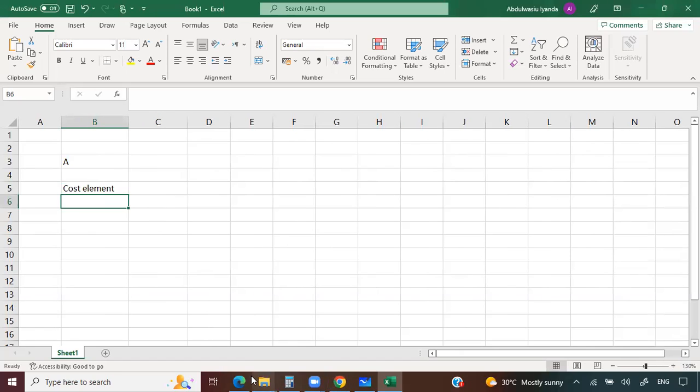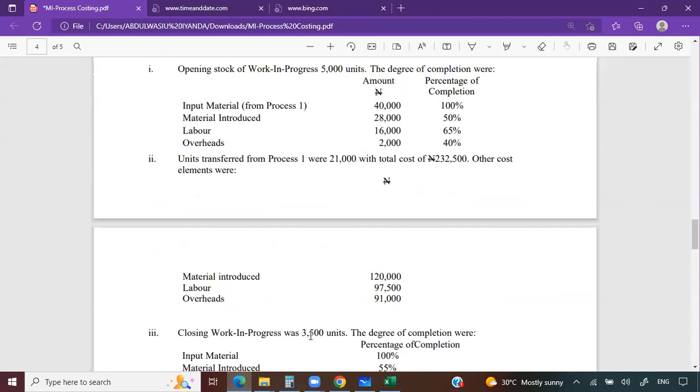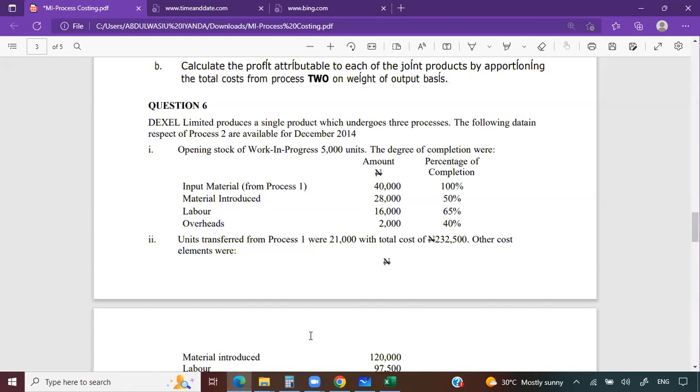Then let's now read the question. Dallas Limited produces a single product which undergoes 3 processes. The following data in respect of process 2 are available for December 2014. Stock of work in progress: look at this additional information 1. Opening work in progress is 5,000 units. The degree of completion was as follows.